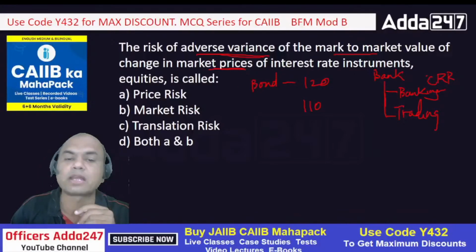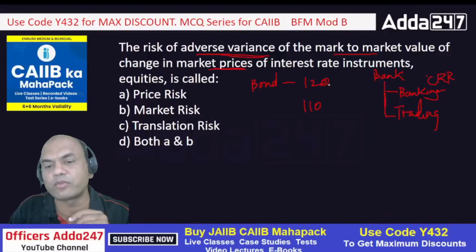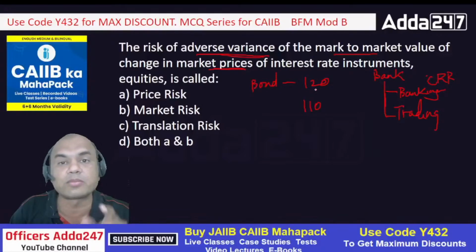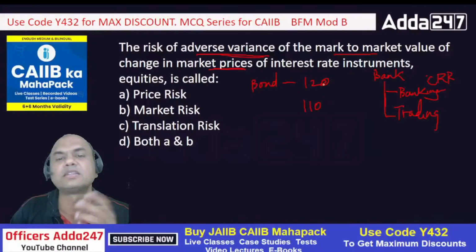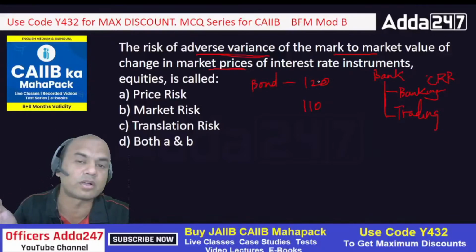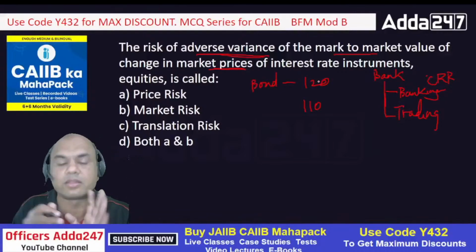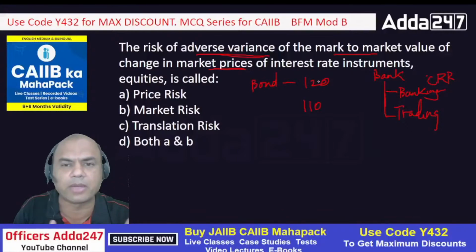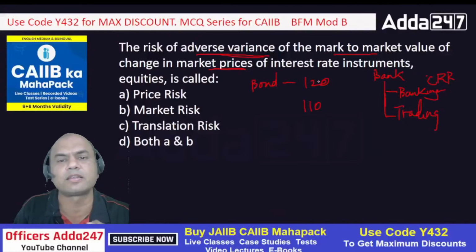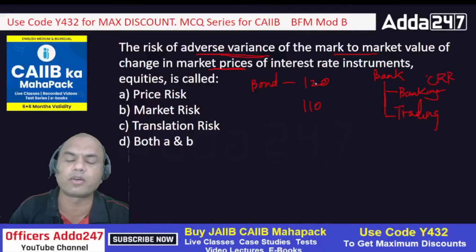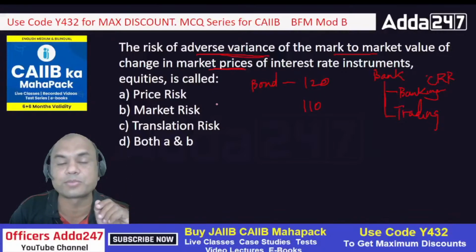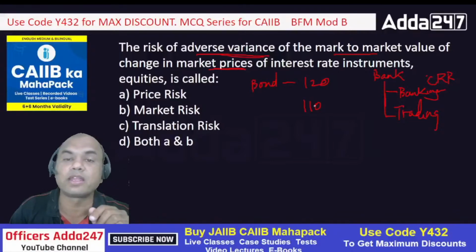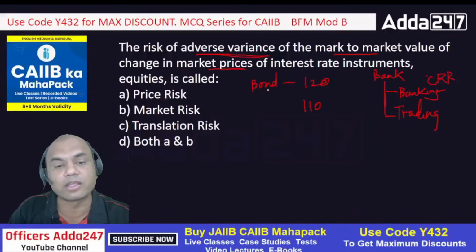What about market risk? Market risk means this 120 goes to 110 due to external situations which are not in my hands. For example, Russia attacking Ukraine. It's not in my hands. Can your bank do anything? Can RBI do anything? Nothing. So it's outside the purview of your system. That is called market risk. But because of that also, the prices of the bonds and equities vary.